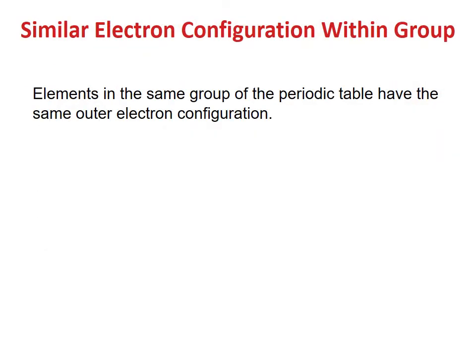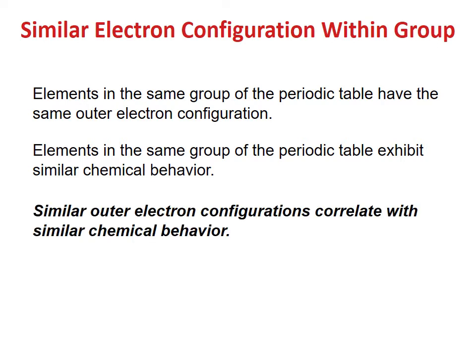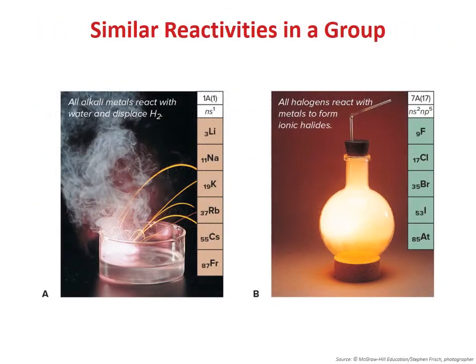Elements in the same group of the periodic table have the same outer-electron configuration. Elements in the same group exhibit similar chemical behavior. Similar outer-electron configuration correlates with similar chemical behavior. Group 1 elements, alkali metals, from lithium to sodium to potassium, rubidium, they all have similar chemical reactivities. For example, they can react with water and displace hydrogen gas.